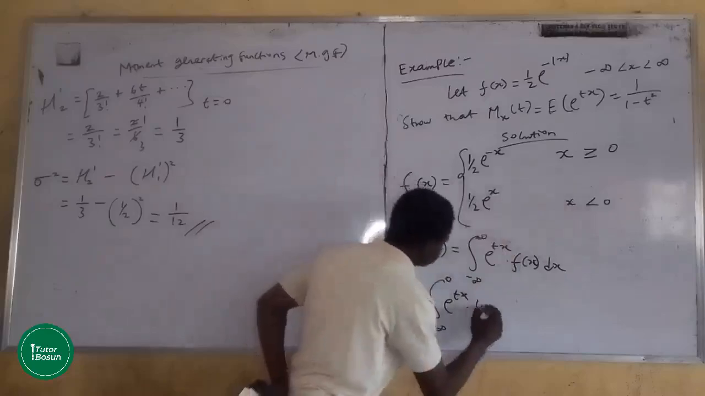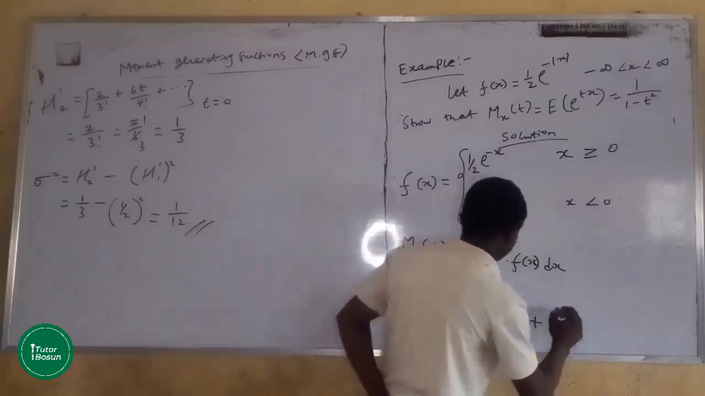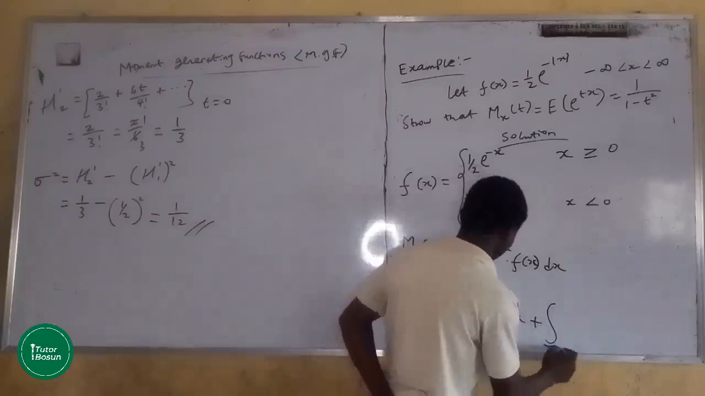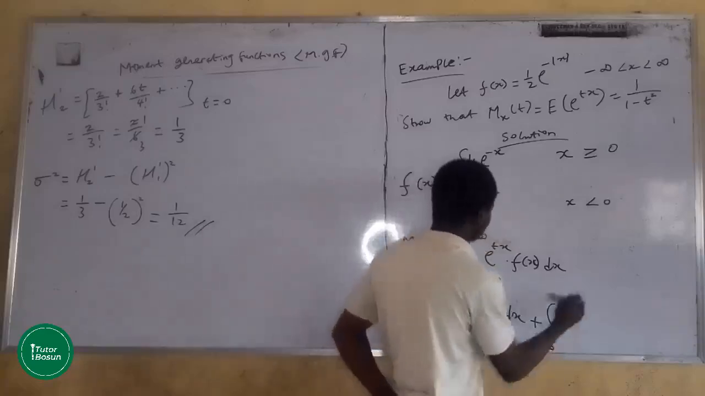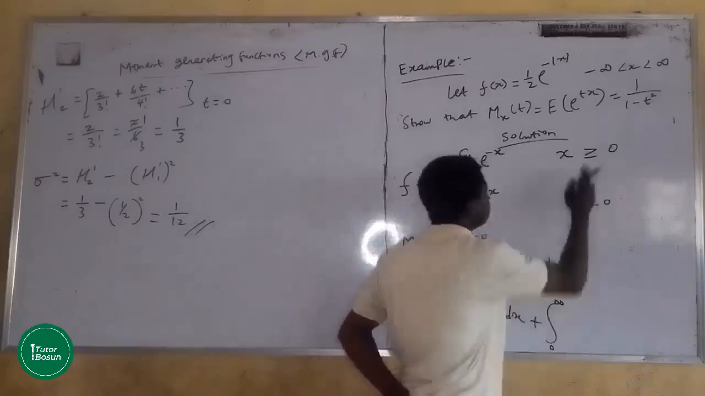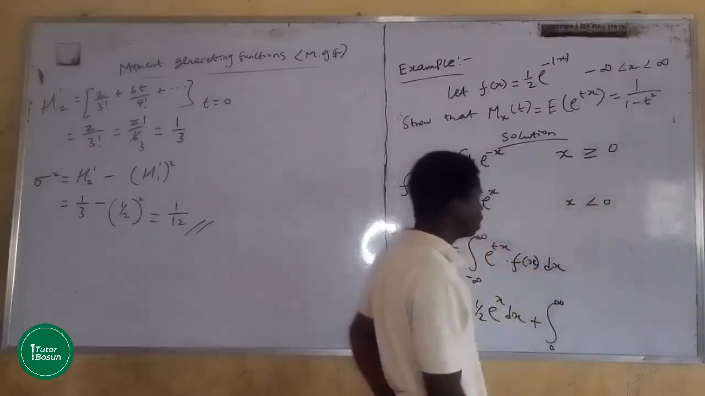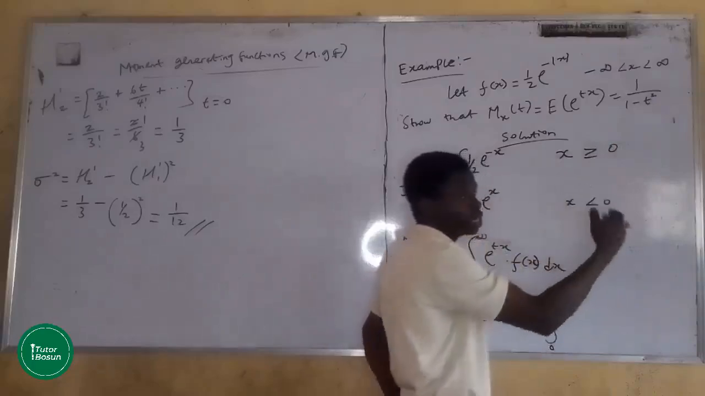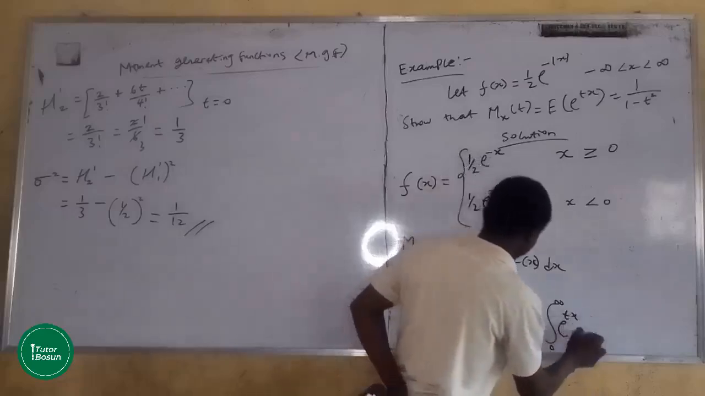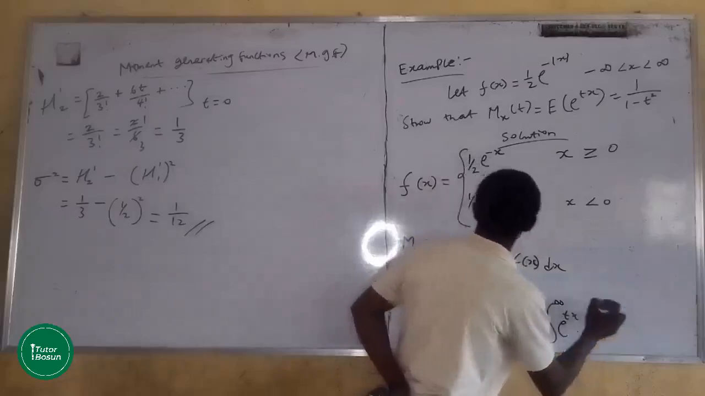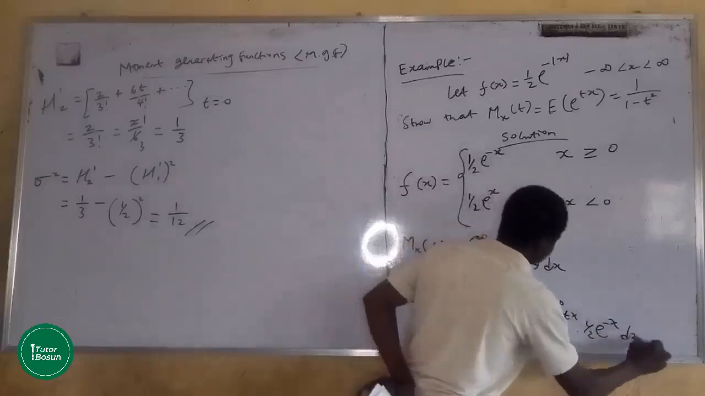And f of x for this condition is 1/2 exponential x dx, plus the integral from 0 to infinity. X is greater than or equal to 0, so we don't know where it stops, so it's going to be infinity. This one is less than 0, we don't know where it ends, so it's going to be minus infinity. So this is exponential tx times 1/2 exponential minus x dx.